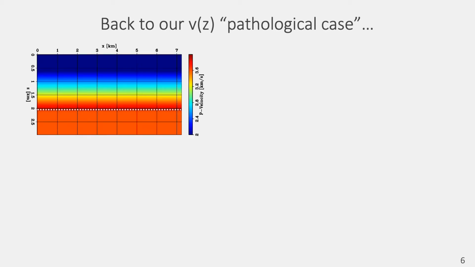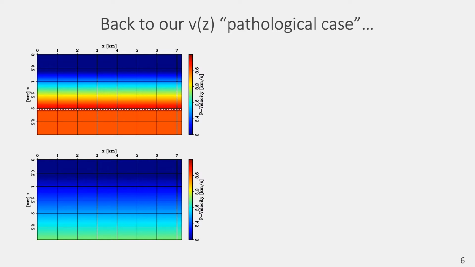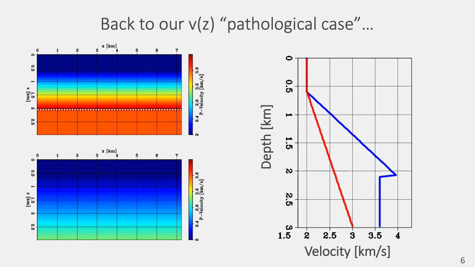Back to our V of Z pathological case. I really like this example because it perfectly illustrates the power of FWIME and the necessity of pairing it with our model space multiscale approach. I recall the experiment. The top left figure shows the true model that includes a sharp horizontal interface located at a depth of 2.1 km. The bottom left panel is the initial model, and the right plot shows the two vertical velocity profiles.